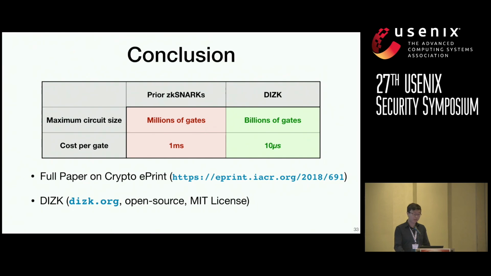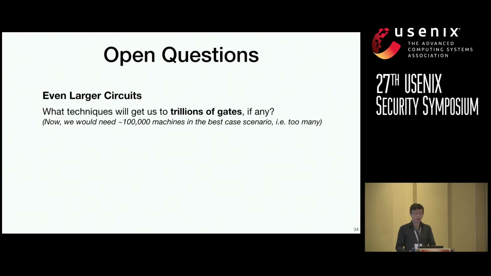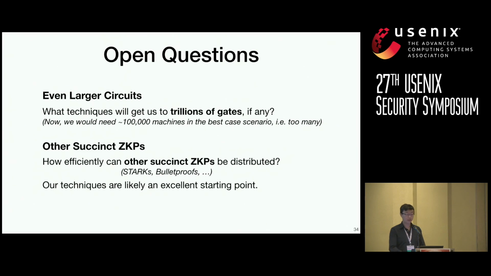Lastly, I would like to leave you with two open questions. The first is, with regards to even larger circuits, what techniques will get us to trillions of gates, if any? With our current techniques, we would need approximately 100,000 machines in the best case scenario, and this in practice is just too many. The second question is with regards to other succinct zero-knowledge proofs.